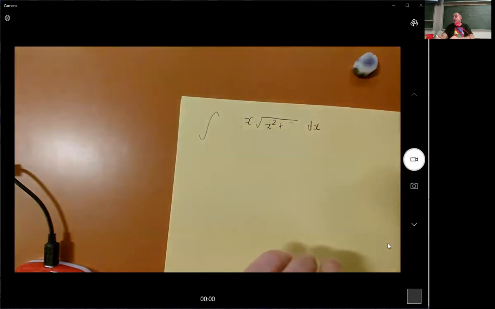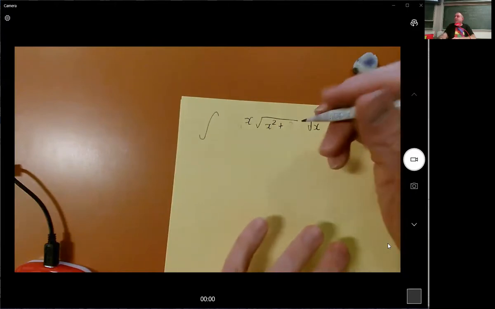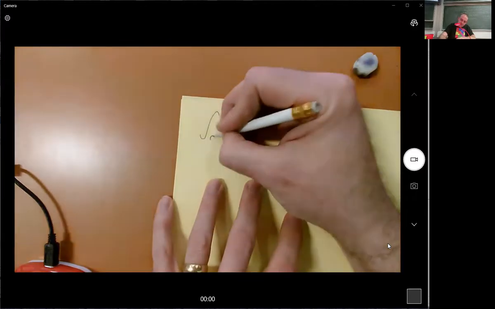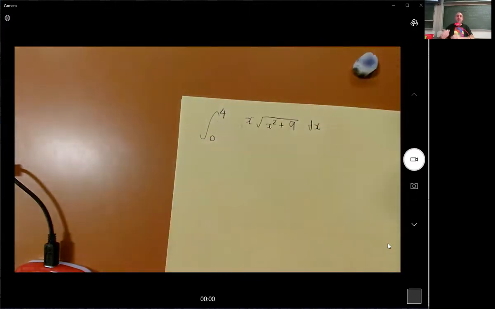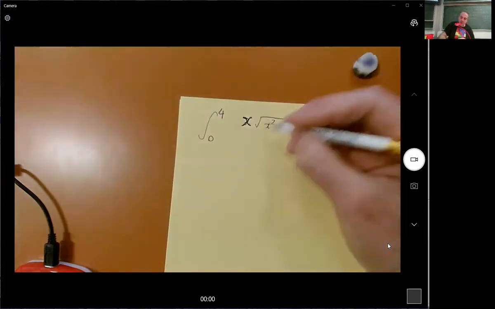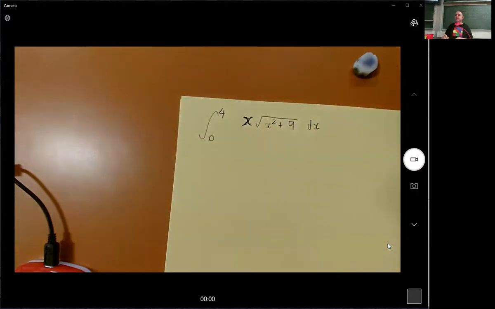I'm just going to make it easy on myself so that the answers work out to nice whole numbers, which doesn't always happen, but I would feel better about it. So. All right, there it is. The integral from 0 to 4 of x times root of x squared plus 9 dx.